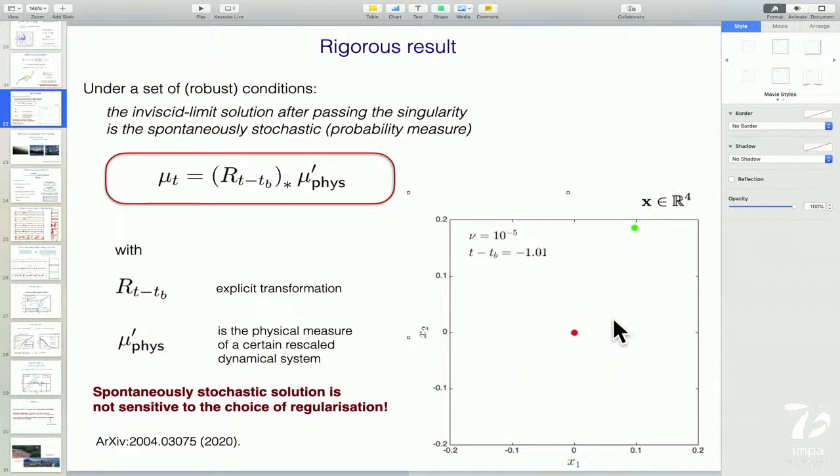So let's just see it again. You start with a certain initial condition. Before you meet the singularity, you are unique. And after you meet the singularity, you are stochastic. And surprisingly, this is a stochastic solution which solves deterministic equations with deterministic initial condition.